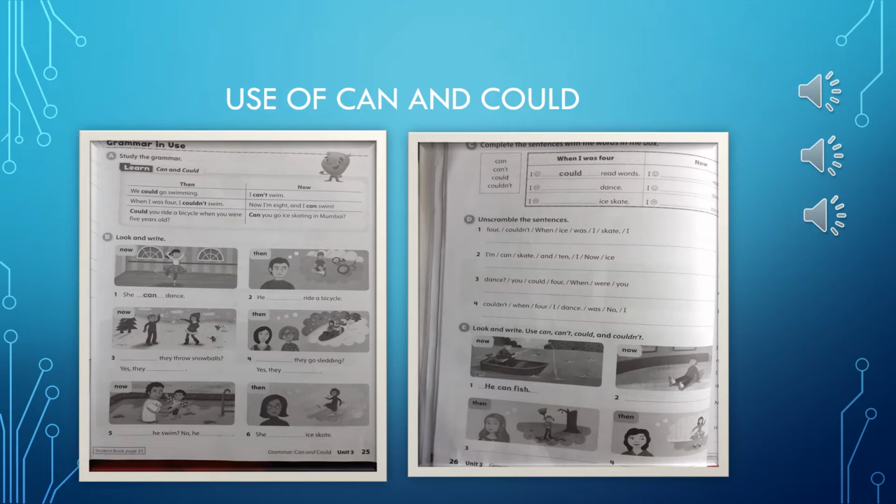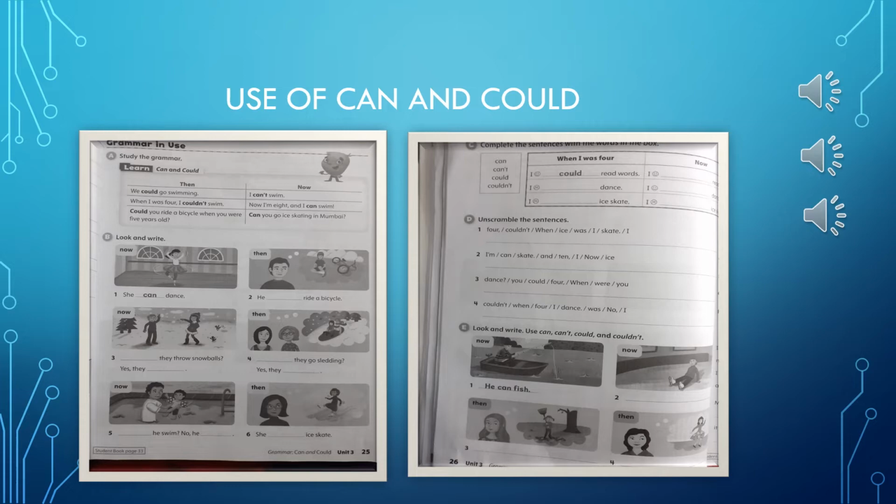Look and write. As you can see the pictures here, you have to fill up the words according to the pictures. So number one, which is already done, shows now in the picture. That means you have to use can and can't. So she can dance, because as you can see in the picture, she's dancing.